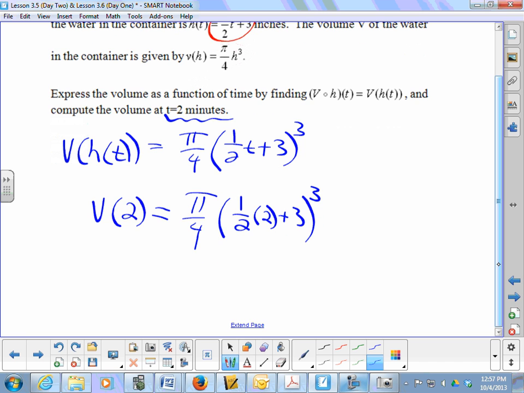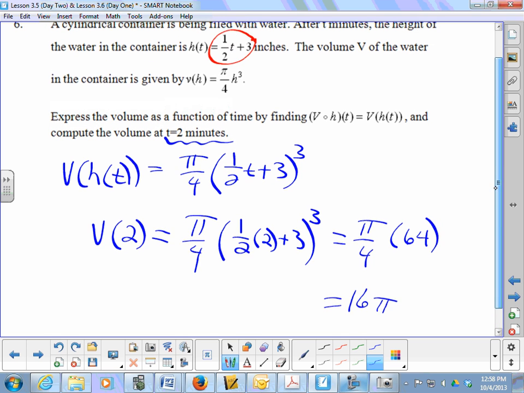What's 1/2 times 2? 1. 1 plus 3 is? 4. So 4 to the third power is 64. So we get pi over 4 times 64, and that's just going to be an ugly number, so let's not do that. What's 64 divided by 4? 16. So this is 16 pi.